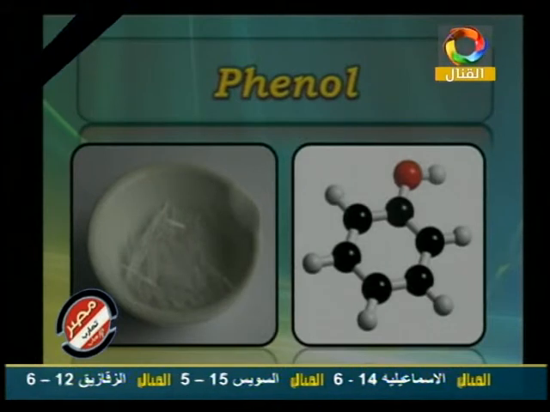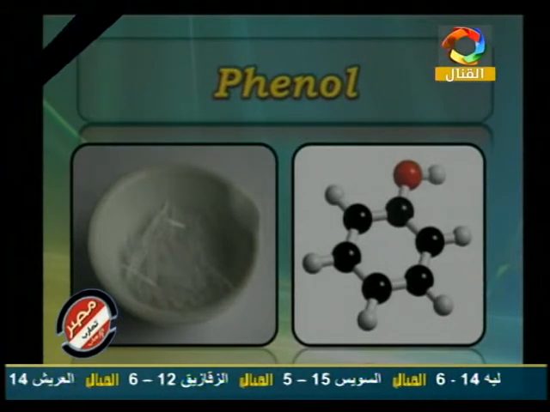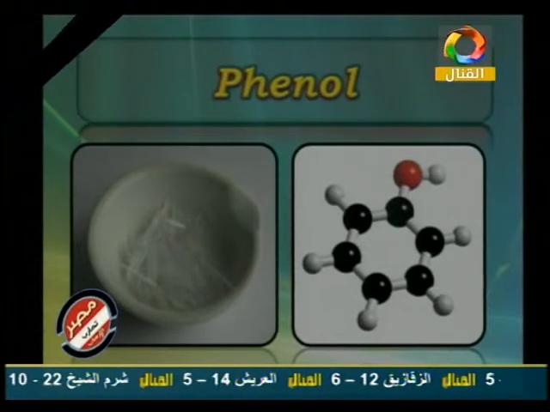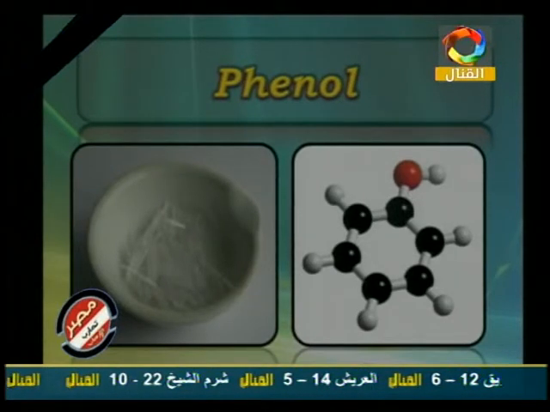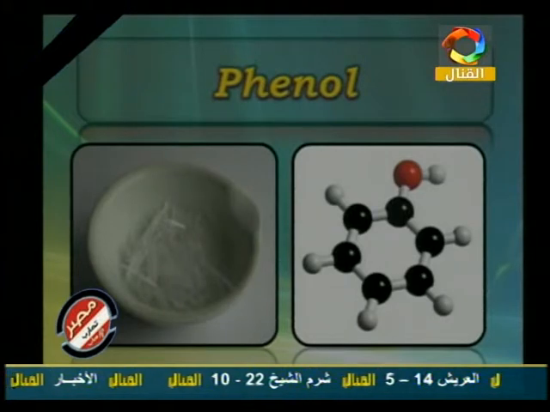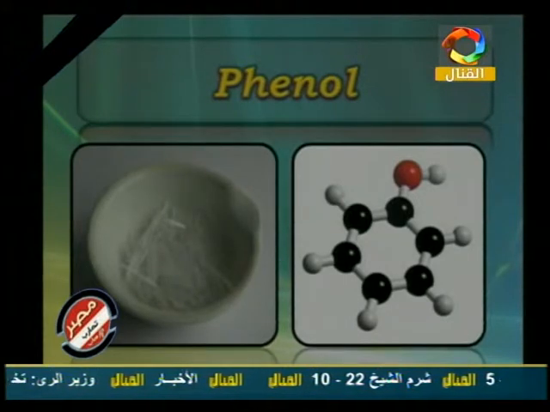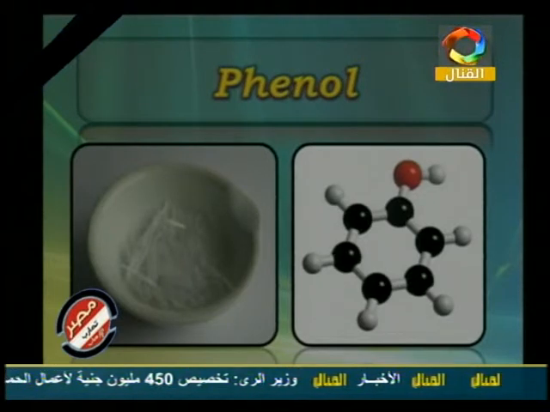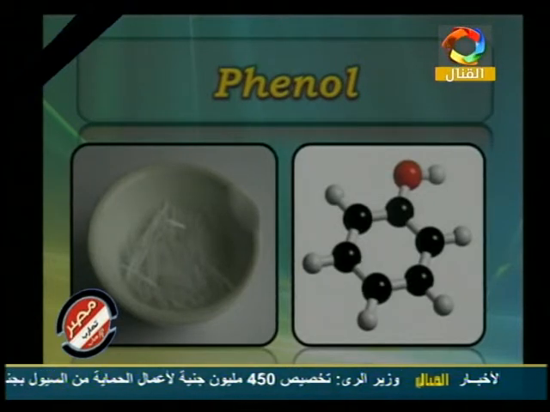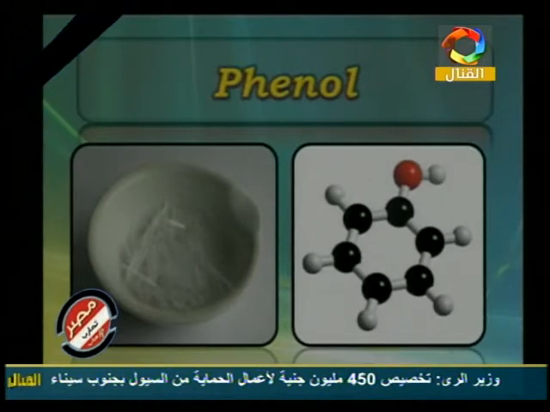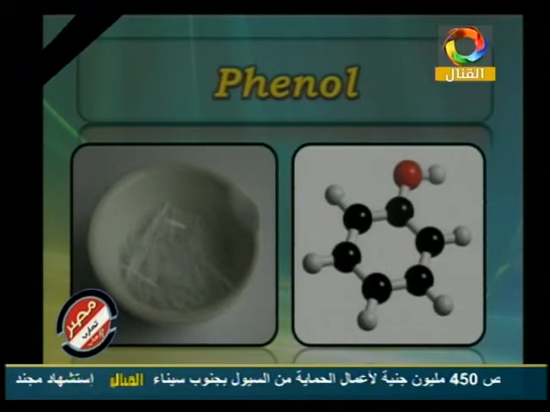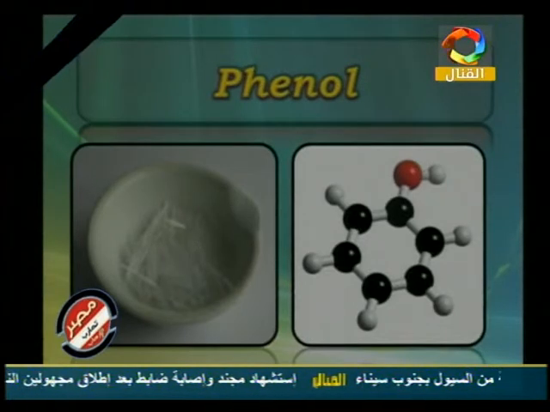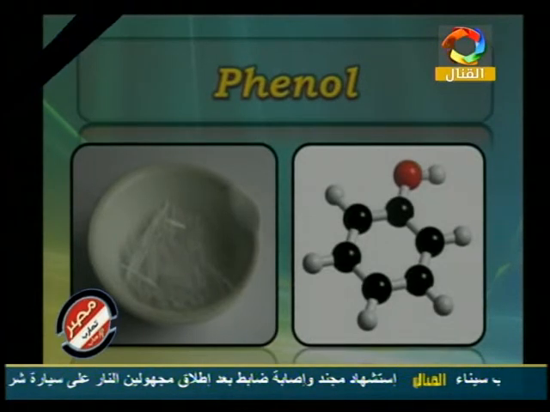The benzene ring has one of its hydrogen atoms replaced by OH. OH is called the hydroxyl group. So the symbol of phenol is C6H5OH. This is phenol, and this is the crucible that contains the real shape of the phenol.